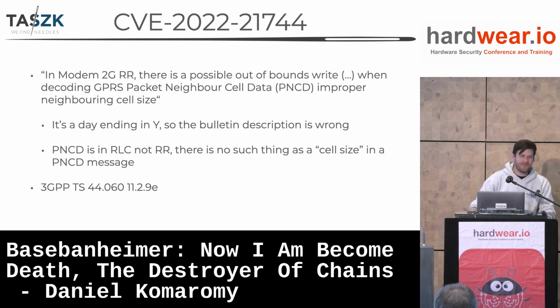Excuse the joke, but it's a recurring thing that sometimes there's a description and it's great and everything. The only problem with it is there's nothing in it that's true. In this case, this vulnerability is not in radio resource, so they didn't get that right. It's in radio link control, and when it says that the problem is that the neighboring cell size in this message is improper, there's no such thing as the size of a neighbor cell as a field in this type of message. When you understand the MediaTek implementation, it becomes intelligible why they wrote it like this.